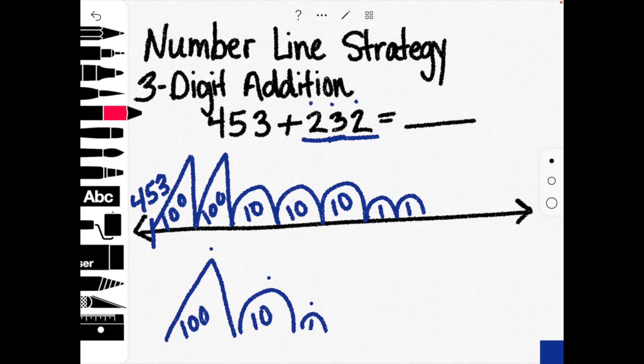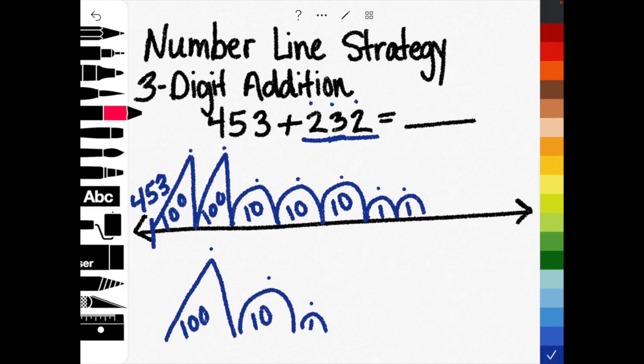Now, before I start counting all of these up, I want to make sure that my mountains and my hills and my rocks all add up to 232. So let's go ahead and count them real quick. I have 100, 200, 210, 220, 230, 231, and 232. Okay, good. We've got the correct number of mountains, hills, and rocks on our number line. So all we have to do now is start adding them up.